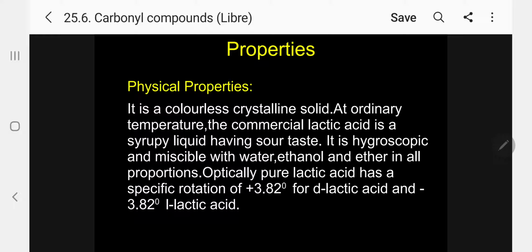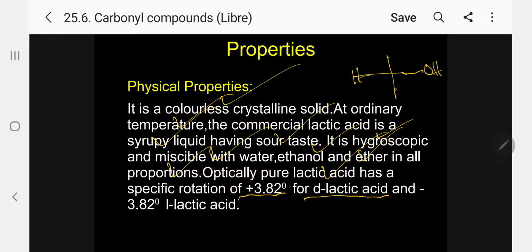Coming to physical properties, it is a colorless crystalline solid. At ordinary temperature, the commercial lactic acid is a syrupy liquid having a sour taste. It is hygroscopic and miscible with water, ethanol and ether in all proportions. Optically pure lactic acid has a specific rotation of plus 3.82 degrees for D-lactic acid. Kindly follow what is meant by D-lactic acid.